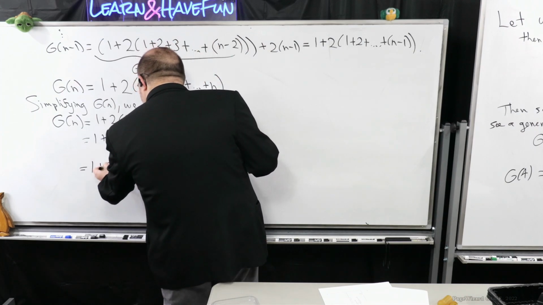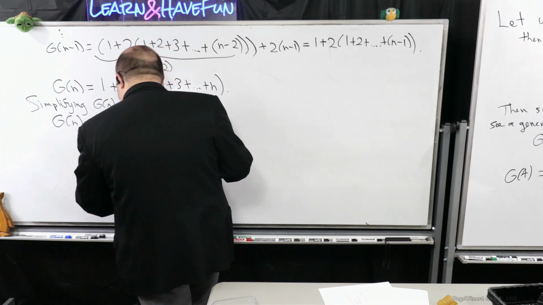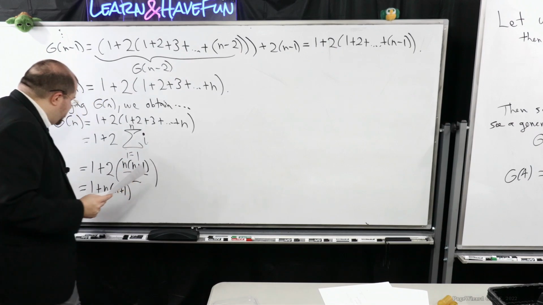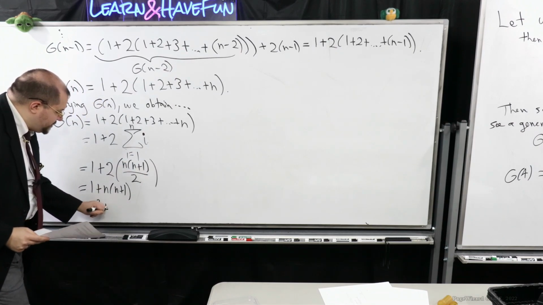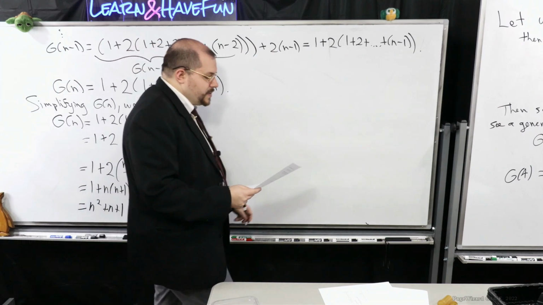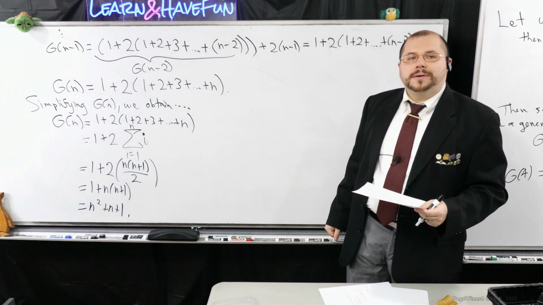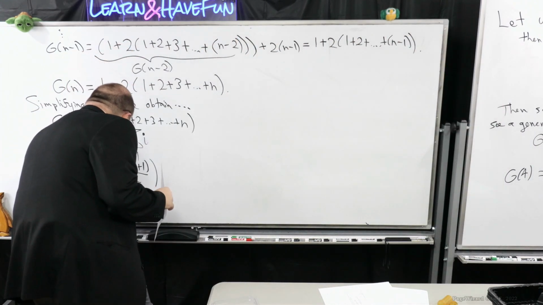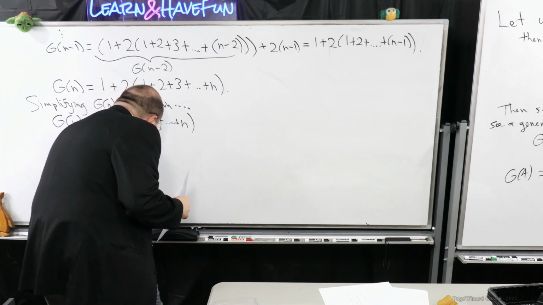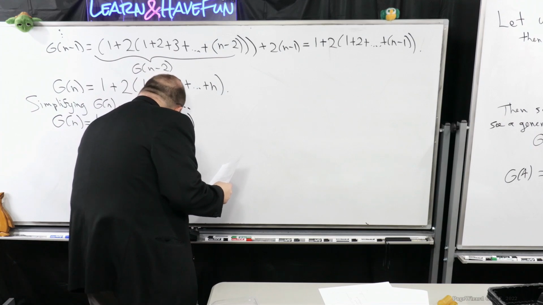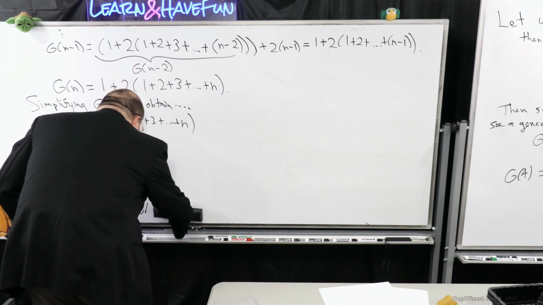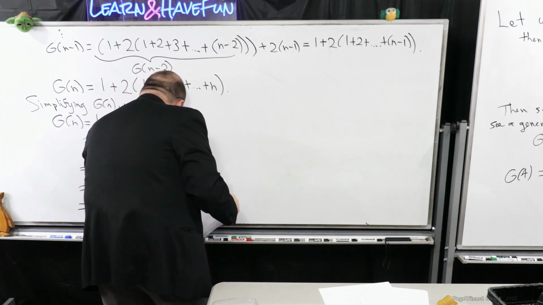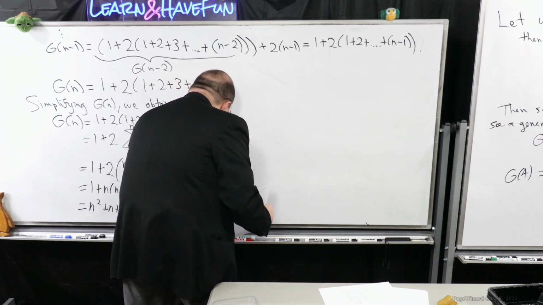But notice that this is 2 times half, right? So those two cancel each other out. So I end up with 1 plus n times n plus 1, which is equal to n squared plus n plus 1. But what is that in terms of big O? That's big O of n squared, which matches the intuition we had at the beginning of the example. So we had to double check using our analysis here, which is big O of n squared. Completing the example.